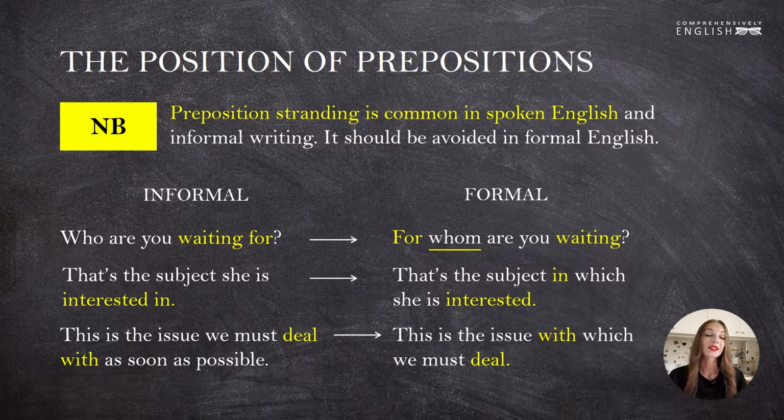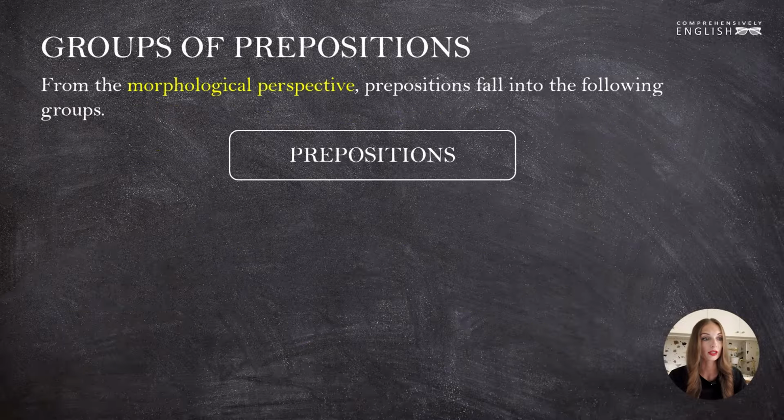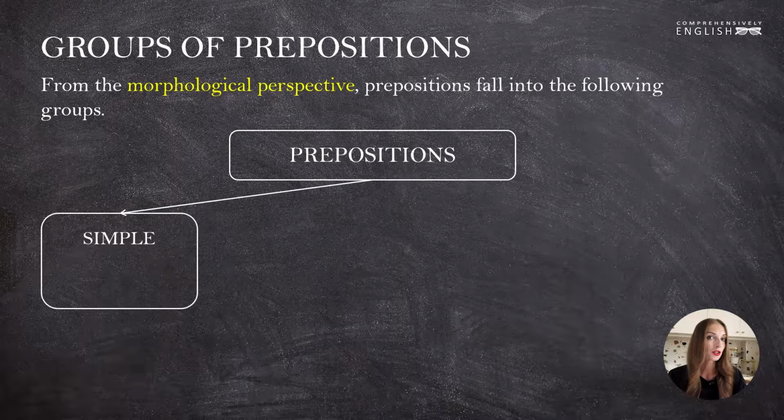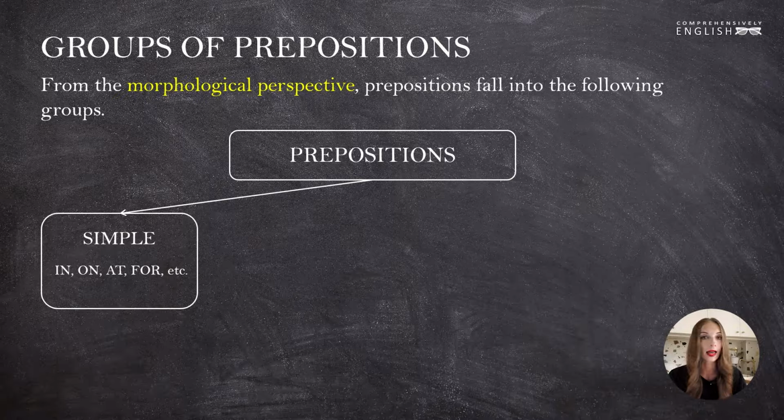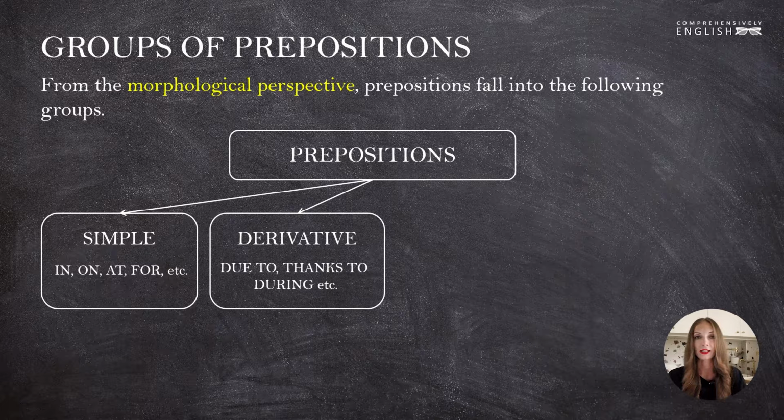Now let's talk about the classification of prepositions. First of all, morphologically, prepositions fall into the following categories. We should speak about simple prepositions such as in, on, at, for, etc. Basically those tiny words. Then there are derivative prepositions. They are called derivative because they derive from other words. For instance, due to, or thanks to, or during, and so on. For instance, during derives from a verb, from a gerund.